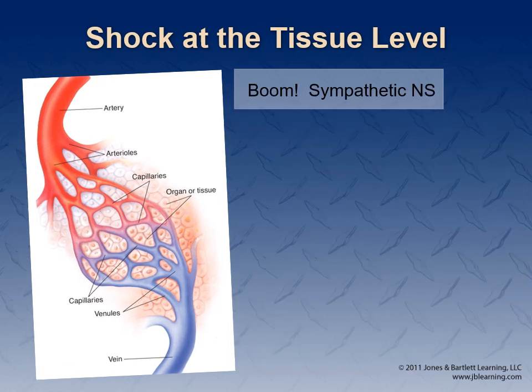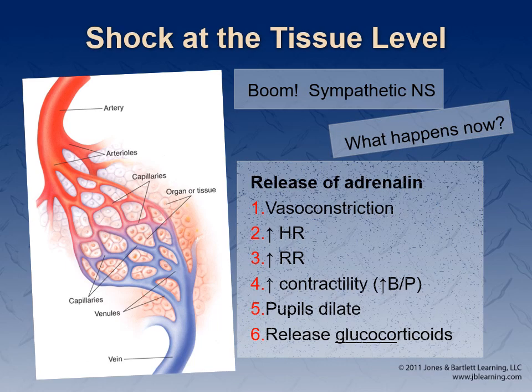But boom, that glossopharyngeal message goes through the hypothalamus to the brainstem, and we're going to get the sympathetic nervous system. And then we're, of course, going to have all of these things that we've listed so many times before. There are the signs of shock.